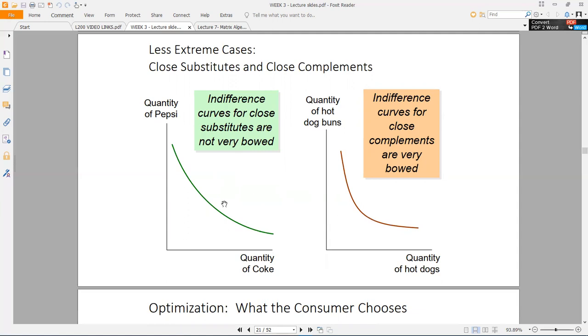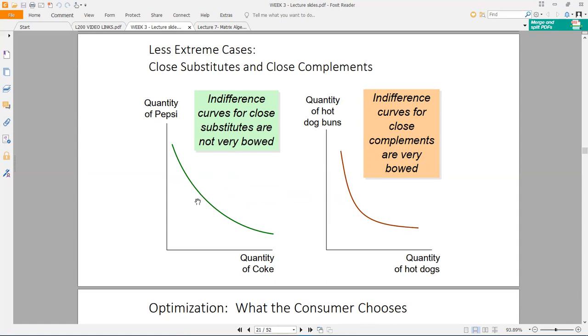For the perfect substitutes, the indifference curves are just straight lines. But for the complements, you see that as they keep on bowing inwards, by the time they get to perfect complements, they will become the L-shaped indifference curve.